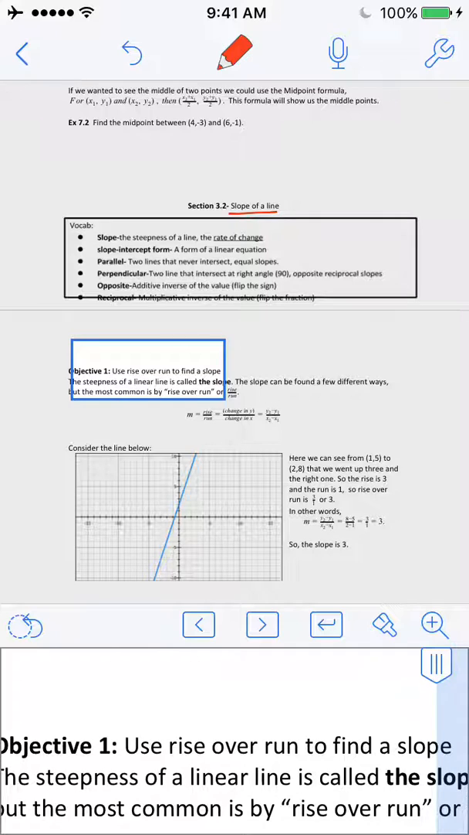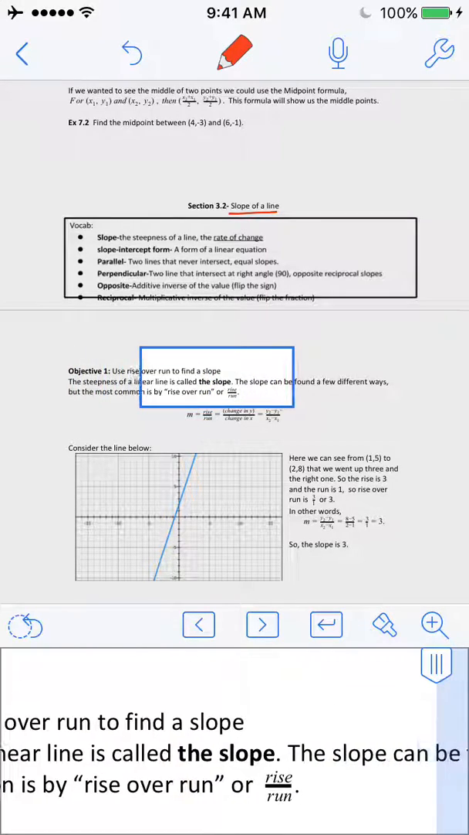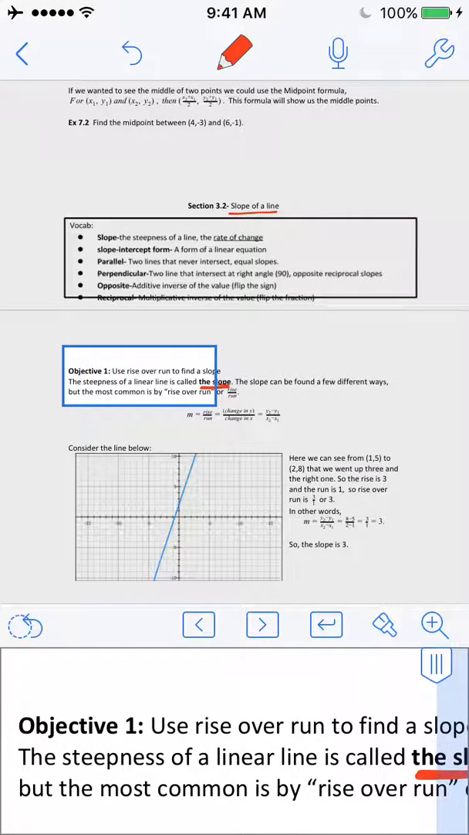Alrighty, objective number 1. Using rise over run to find slope. So let's define slope, that word, first off. What does that mean? What does slope mean? What is a slope? You guys talk about it for a sec. Alrighty, I hope somebody said the slope, the steepness of a line.